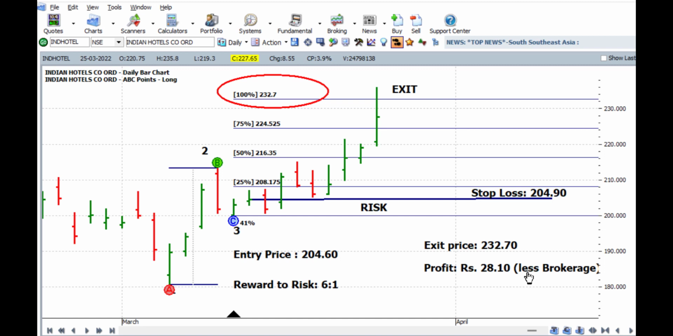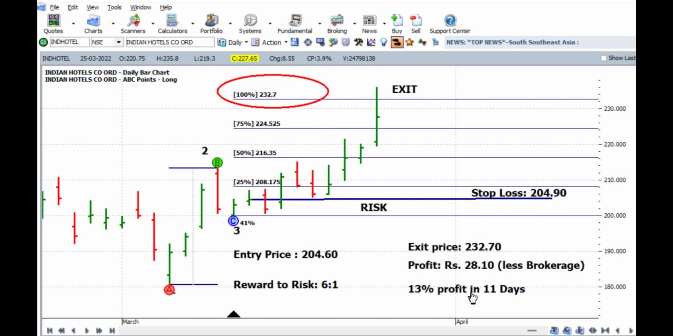That is approximately 13% profit. In how many days? You entered this on 14th of March. In 11 days, not 11 trading days, in 11 days you have made a profit of 13%.